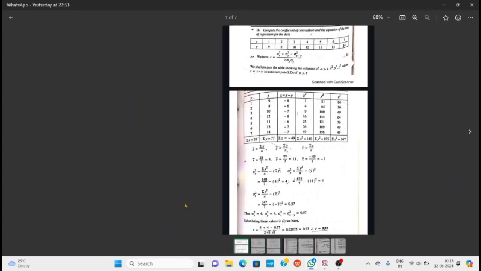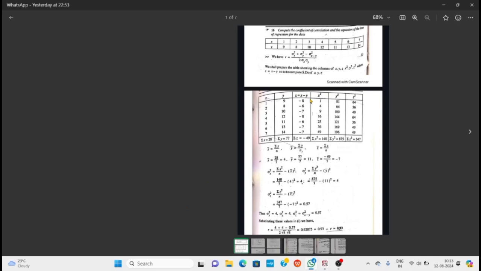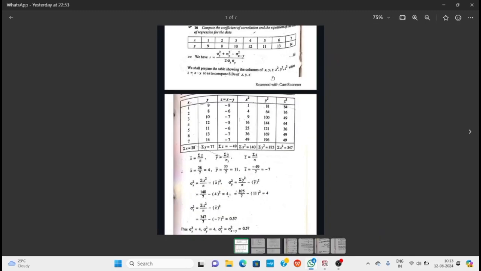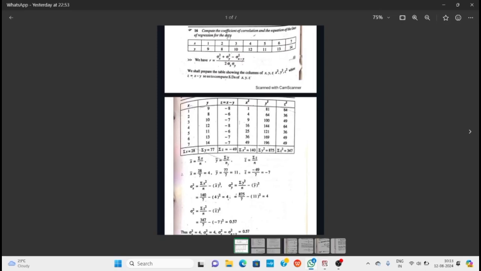So we'll first look at a problem: compute the coefficient of correlation and equations of the lines of regression for the data. These are the x values, which is the independent variable, and these are the y values, which is the dependent variable. We will find the coefficient of correlation using the formula r is equal to sigma square x plus sigma square y minus sigma square (x minus y) divided by 2 sigma x sigma y.